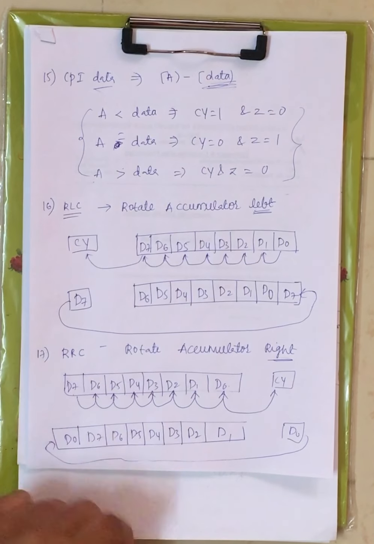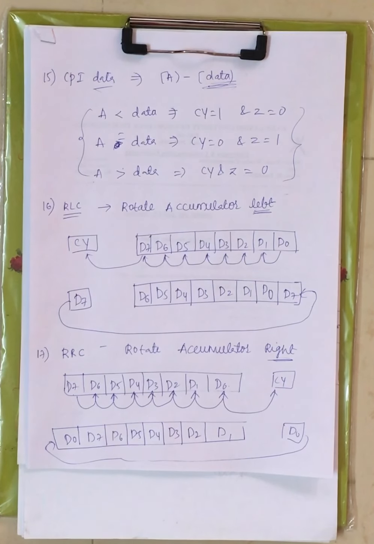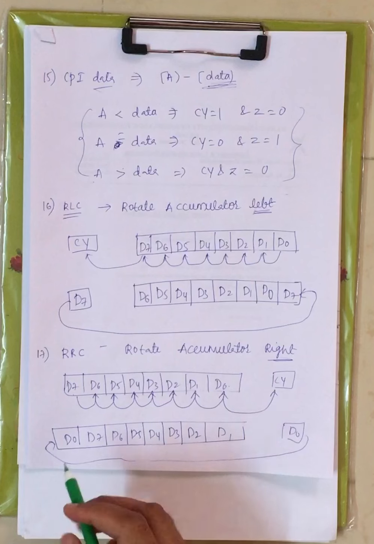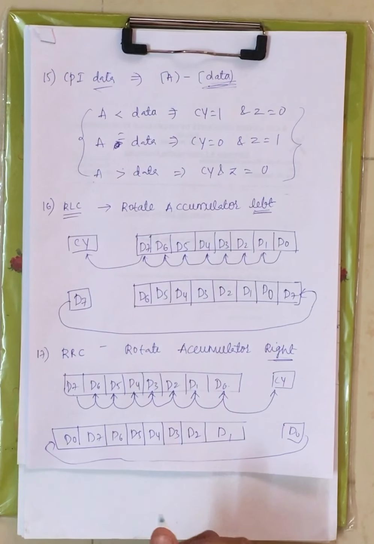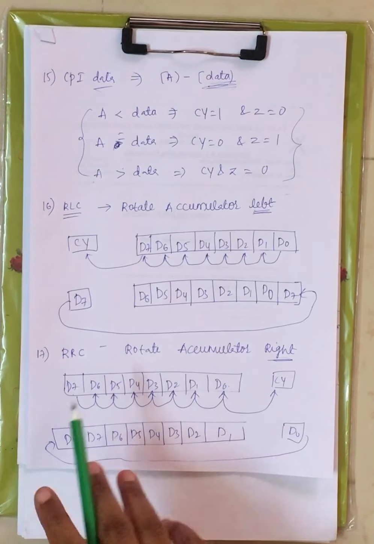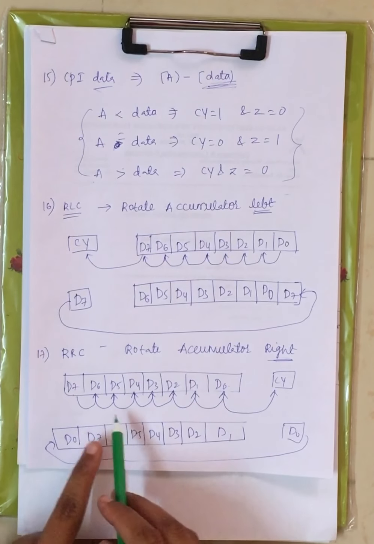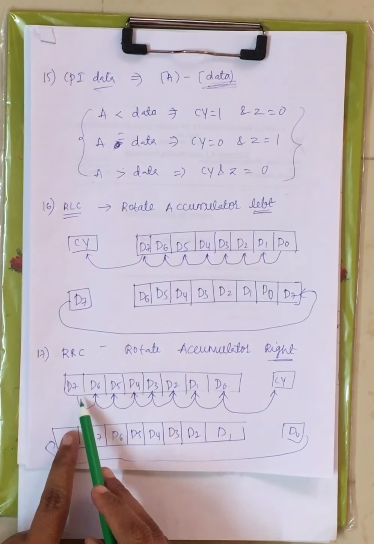Now coming to RRC, Rotate Accumulator Right. Using this instruction we can shift each bit by the adjacent right position. You can see this example.